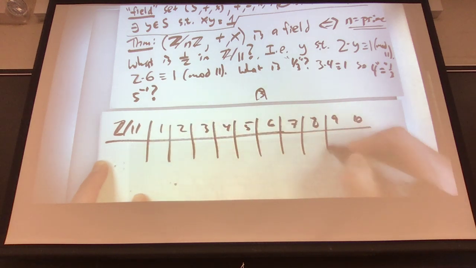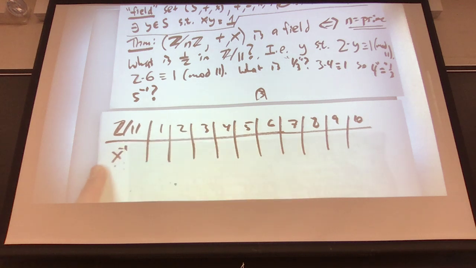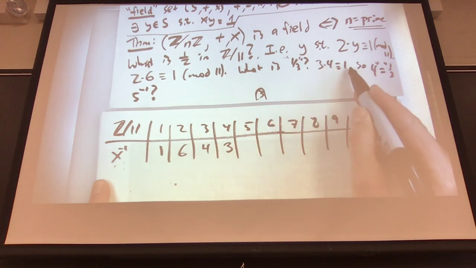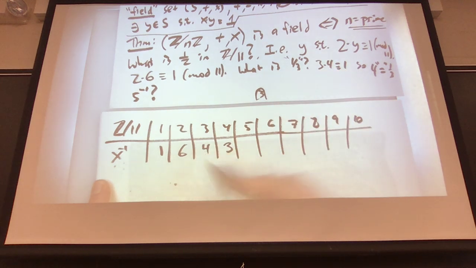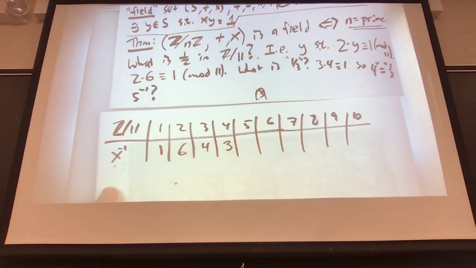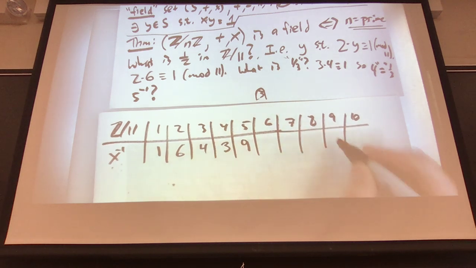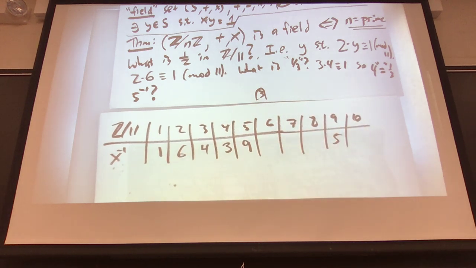And x inverse, 1 over x. 1 over 1? That's easy. 1 over 2? 6. 1 over 3? 4. 1 over 4? 3, because 3 times 4 is 1. So a fourth is 3, a third is 4. A fifth? 9, you already got it. Why is that? 9 times 5 is 45, which is 1 more than 44, so 9 times 5 is 1. So is 5 times 9.